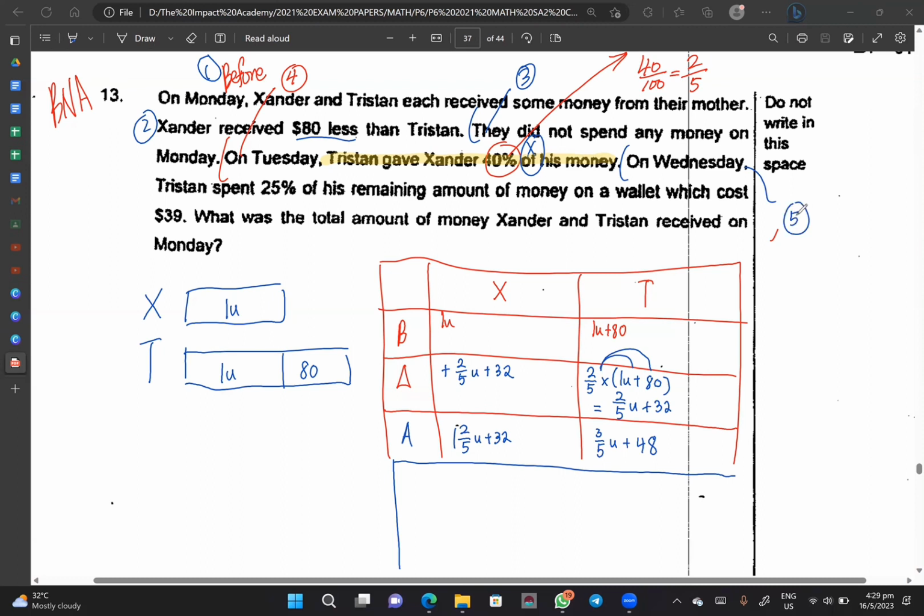It says that on Wednesday, Tristan spent 2/5 of his remaining amount of money. Once again, this is something that students will struggle with. What is his remaining amount of money? Isn't this the remaining amount of money? Right?